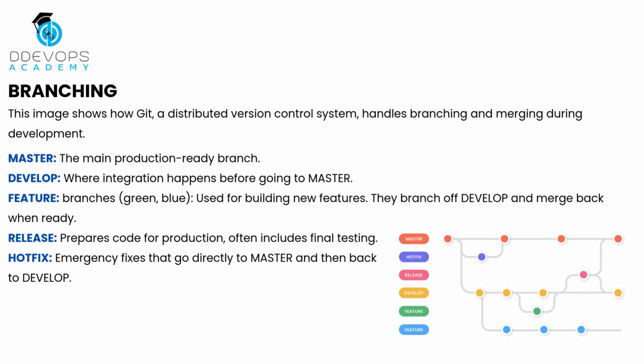Let's explore Git branching. The master branch is your production-ready code. Before code reaches master, it's integrated and tested in the develop branch. New features are built in feature branches, which branch off from develop and merge back when complete. When preparing for release, use a release branch for final testing. And for urgent fixes, hotfix branches go straight to master, then back to develop to keep everything in sync. This structure keeps your workflow clean, organized, and ready for collaboration.